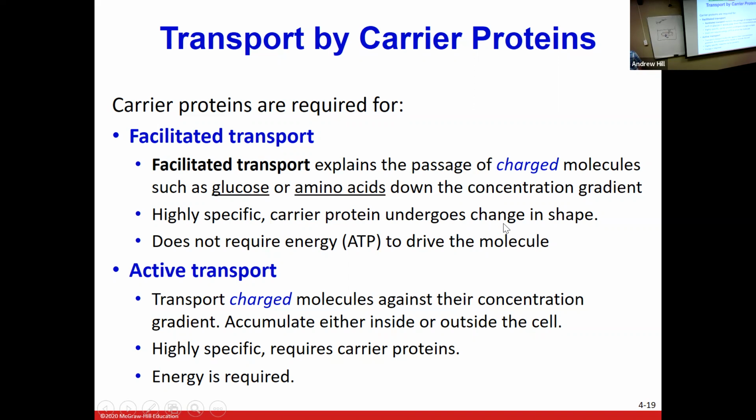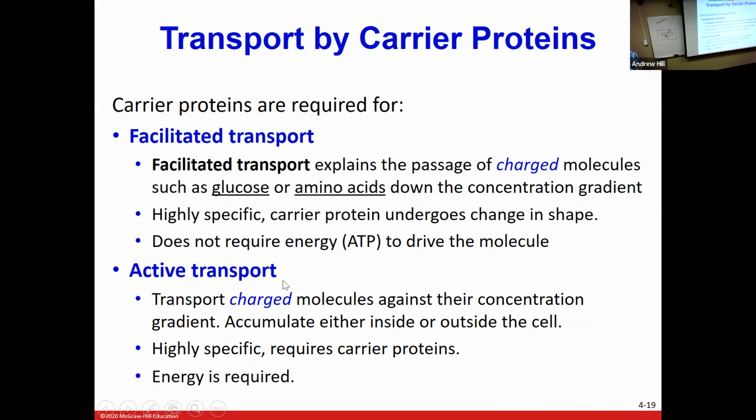It's a highly specific carrier protein that undergoes a shape change. We drew that on the board. Now, this process does not require ATP to move the molecule. Remember, when the glucose bound to the carrier protein, it then had a shape change, and that didn't require any energy. So that's facilitated transport. It's a form of passive transport, as opposed to active transport. It does not require energy in the form of ATP or any other type of energy, other than the random thermal energy of molecules bouncing around within your cells, which comes from the temperature of your body.